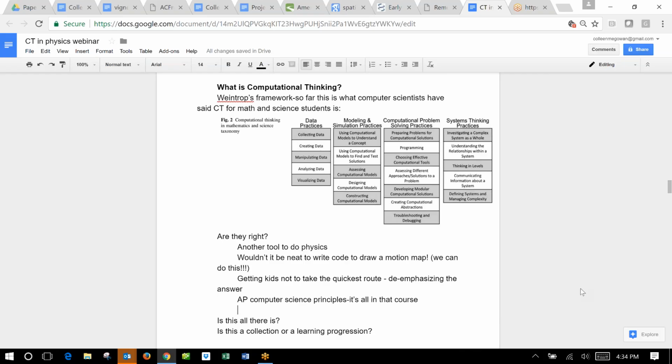So I thought, okay, now we have this table, or taxonomy, of computational thinking. This is written by computer scientists who are fine people, and we partner with some really fine computer scientists on this project, so I don't want to give the impression that I don't think they're doing good work. But how does this translate into teaching? Is this a learning trajectory? Is this a sequence? Is it even complete? Or is it just a collection of practices?